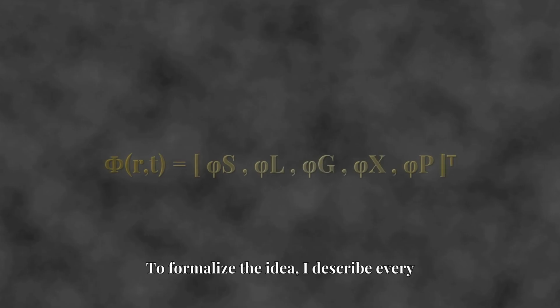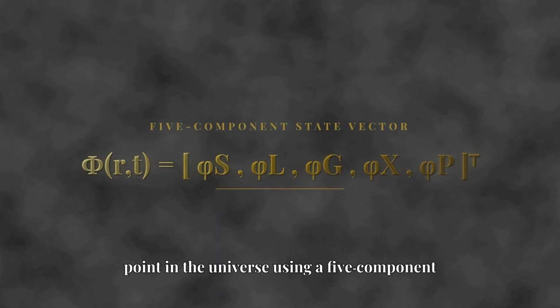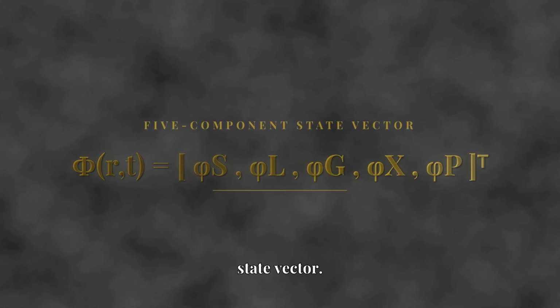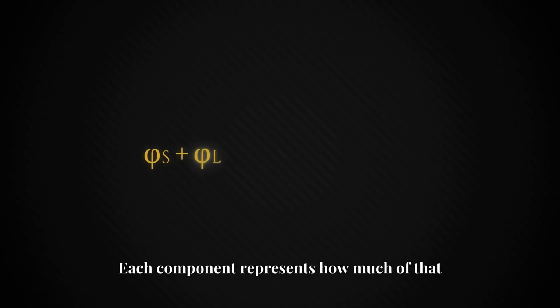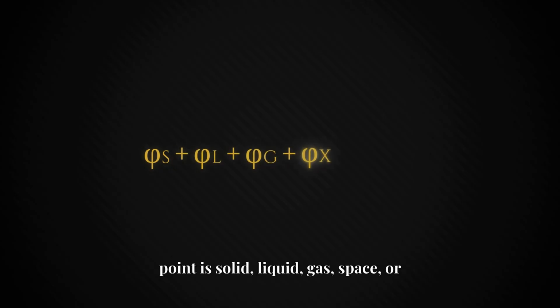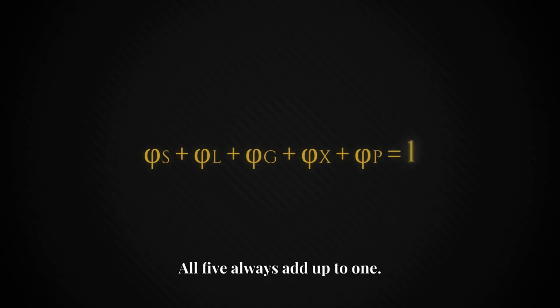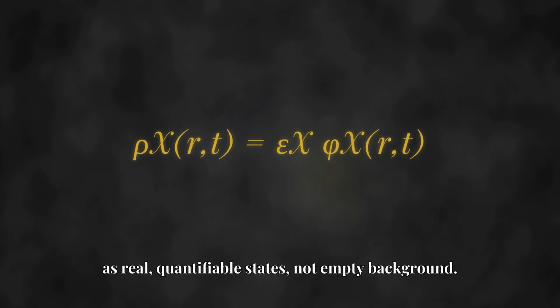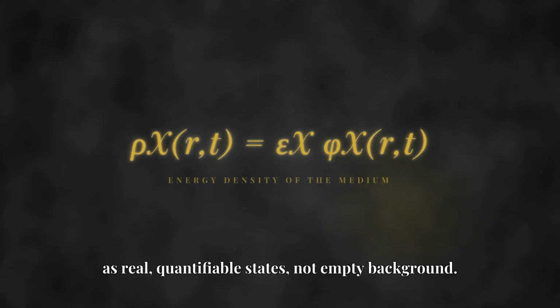To formalize the idea, I describe every point in the universe using a five component state vector. Each component represents how much of that point is solid, liquid, gas, space, or plasma. All five always add up to one. This lets me treat space and plasma as real, quantifiable states, not empty background.